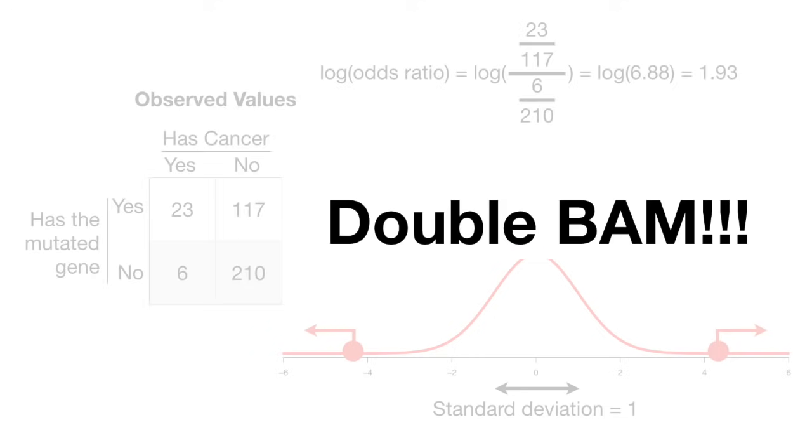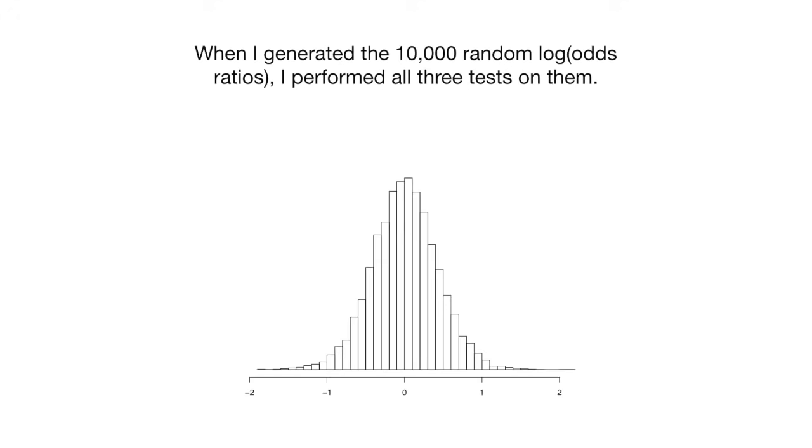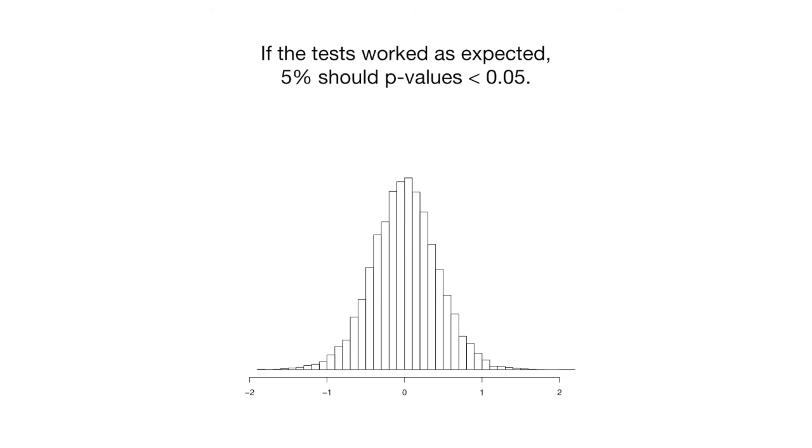Double bam! Before we go, here are some final thoughts about the 3 different statistical tests we can use with the log of the odds ratio. When I generated the 10,000 random log of the odds ratios, I performed all 3 tests on them. If the tests worked as expected, 5% should have p-values less than 0.05.